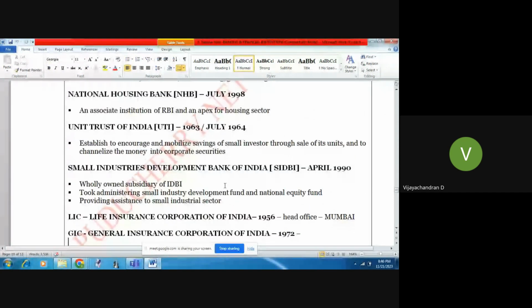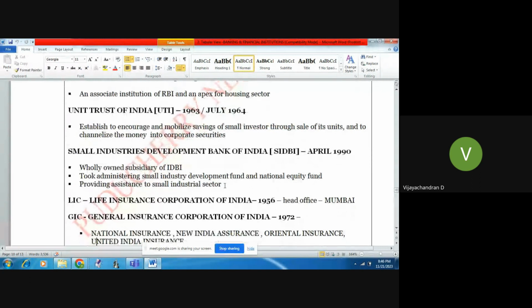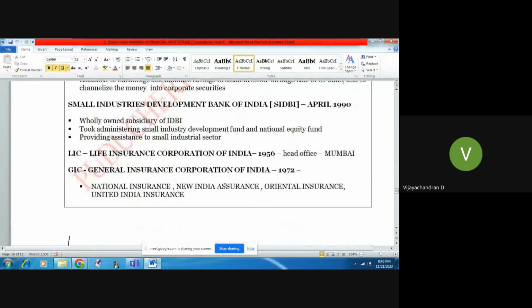UTI. So there is no UTI now. What is the new name of UTI? It was renamed in the year 2008. After some fraudulent activities of UTI, it was abolished, and after rehabilitation and reconstruction, it was renamed. What is the new name of UTI? That you should keep in mind.